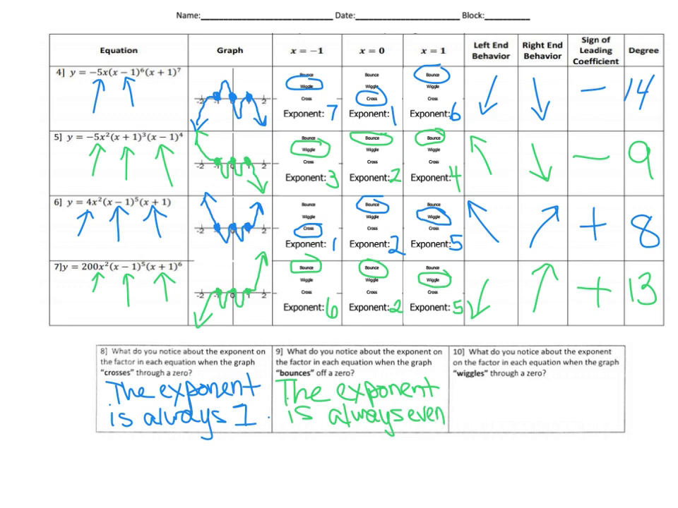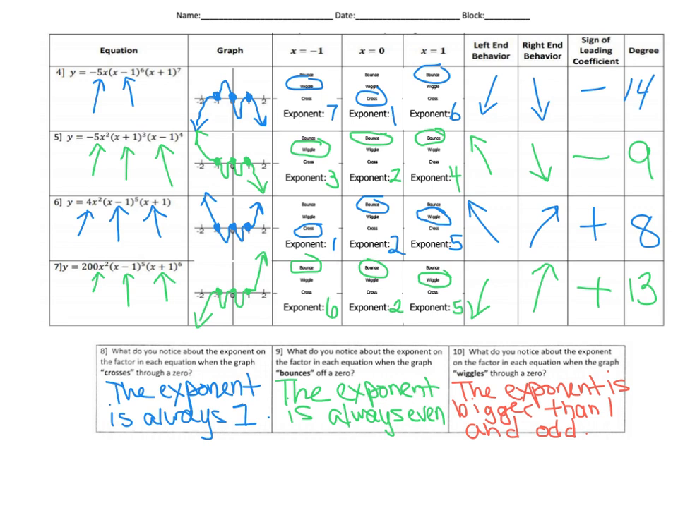And the last box brings it home. It says, what do you notice about the exponent on the factor in each equation when the graph wiggles through a 0? So this one was the toughest. It's an odd that's bigger than 1. So the exponent is bigger than 1 and odd.